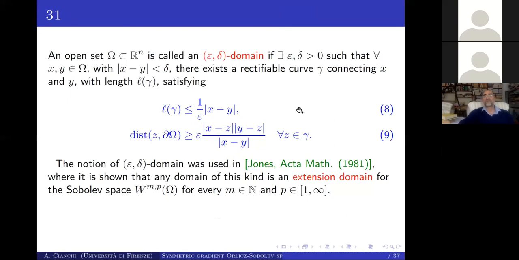Is it the same as John domain? No, it's not John domain. These are called epsilon delta domains. Okay, and in the literature they are usually called epsilon delta. Okay, so it is more general domains. Probably yes. John domains are. Okay. More questions and comments?